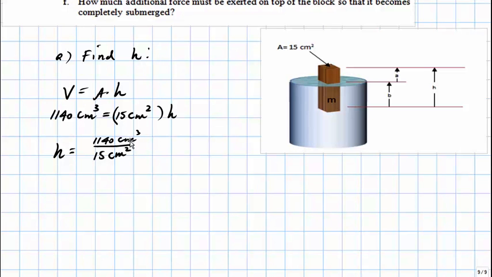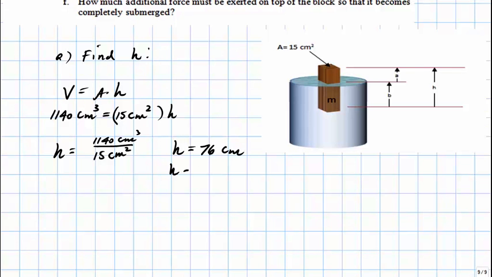And a cubic centimeter divided by a square centimeter just produces a centimeter, because centimeters cubed over centimeters squared just equals centimeters to the first power. As a result, the height equals 76 centimeters, which could be expressed also as 0.76 meters.